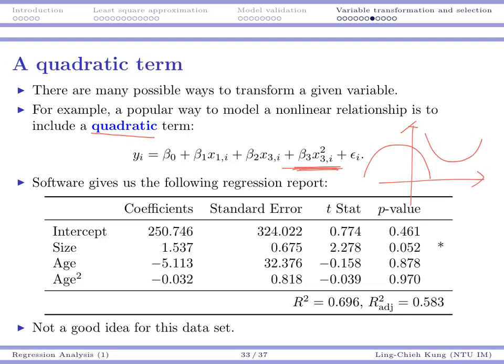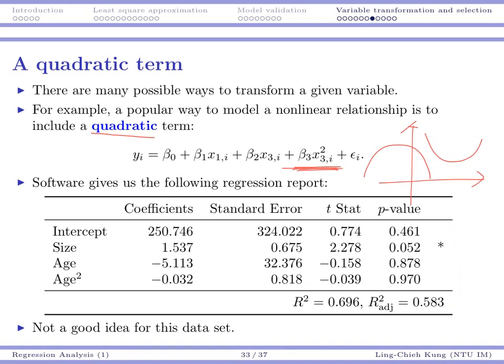Okay, so now we can include one dependent variable and the 3 independent variables in our model. We need to prepare this column by ourselves. We need to calculate this column according to the original age. We need to calculate those age squared by ourselves, and then input the 3 columns as independent variables. Software would give us the following regression report.